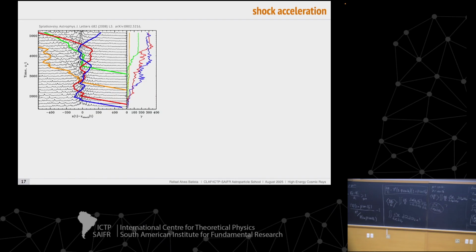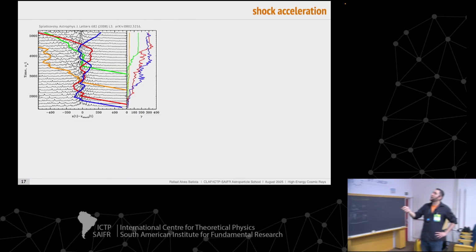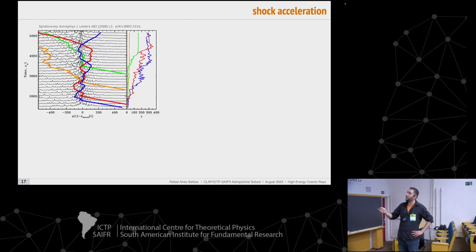There is a simulation here. So this is the shock front. This is the interface, the discontinuity. Each one of these lines is a different particle. And this is kind of the Lorentz factor. This is time growing. You see that the particle gets here. So yeah, a lot happened here.